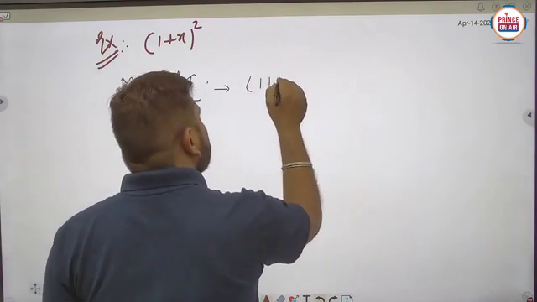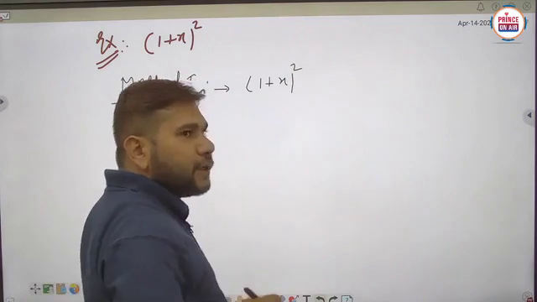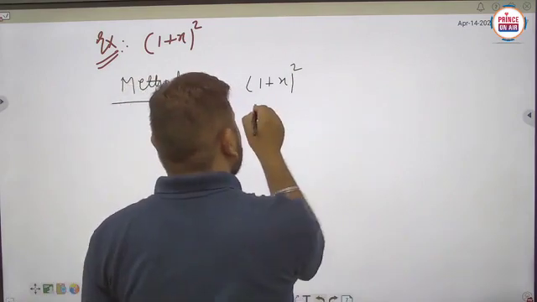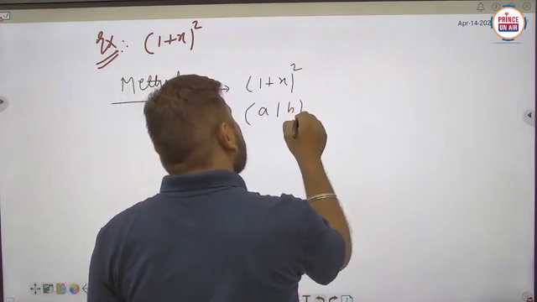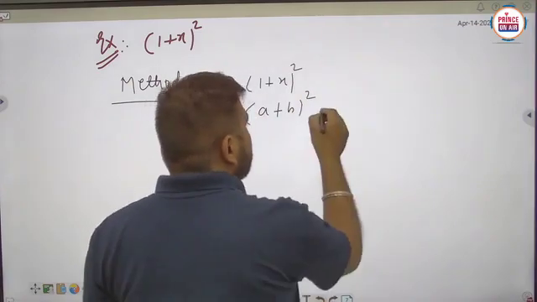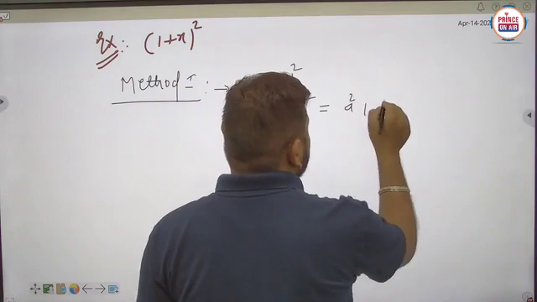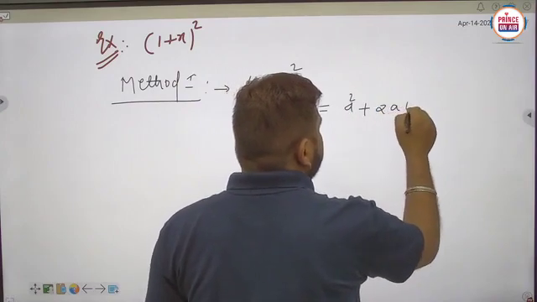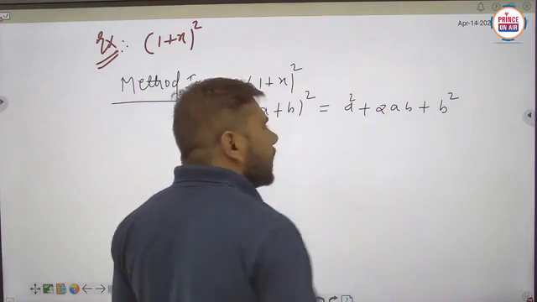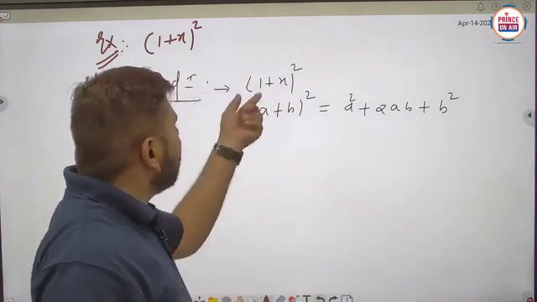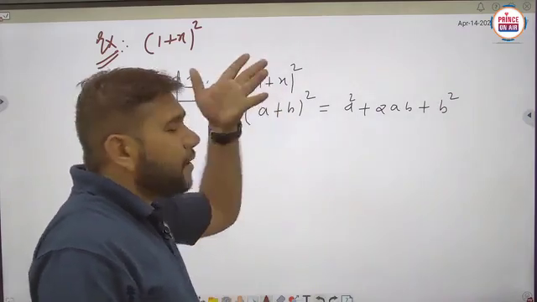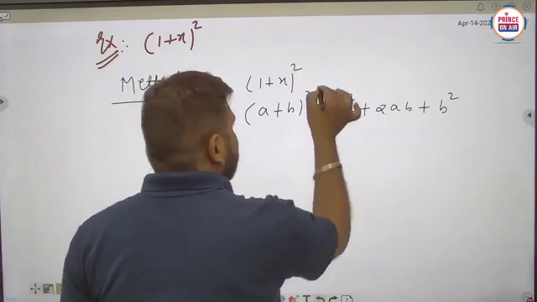(1 + x) whole square. So I can compare it with (a + b) whole square, which equals a square plus 2ab plus b square. Yes or no? So what is a? a is 1. What is b? b is x. So open it.